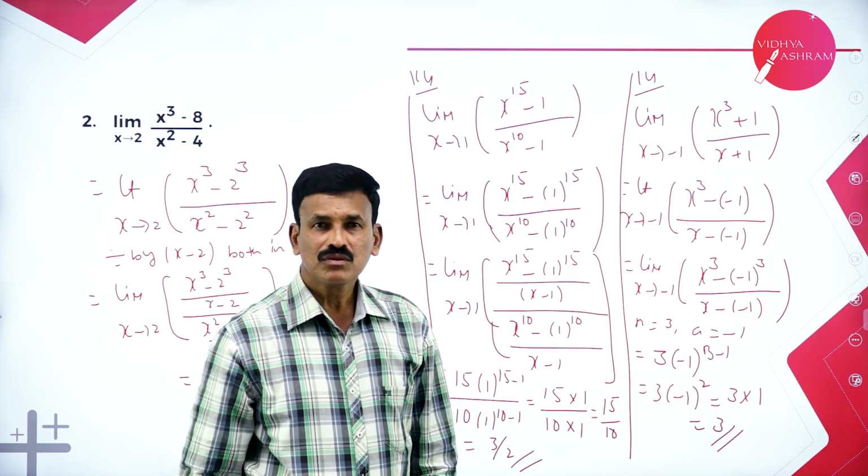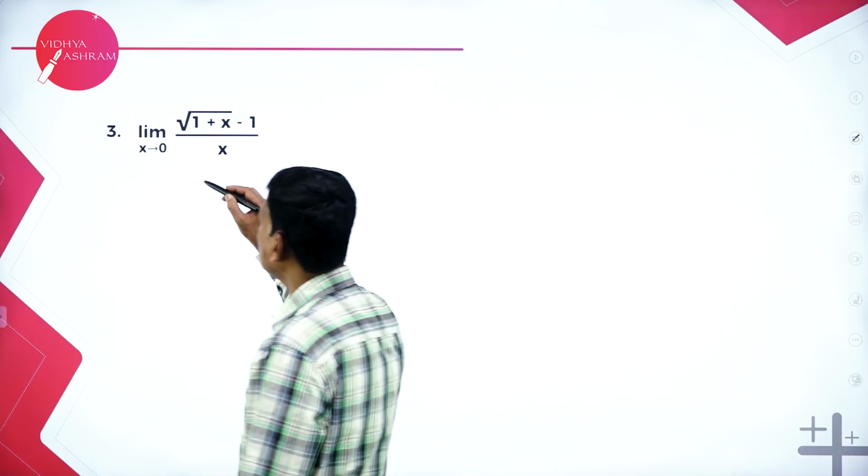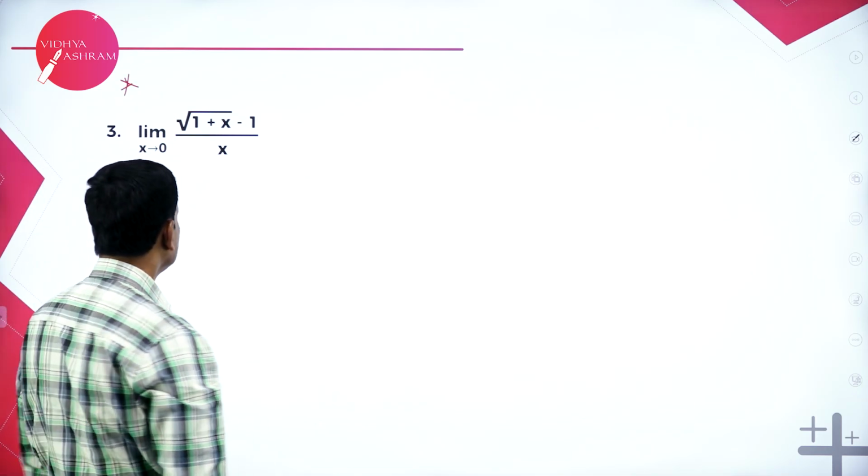That's it. Okay. Hope you followed. Now move on to the next problem. This is a very important problem. Evaluate limit x tends to 0 of (root of 1 plus x minus 1) divided by x.